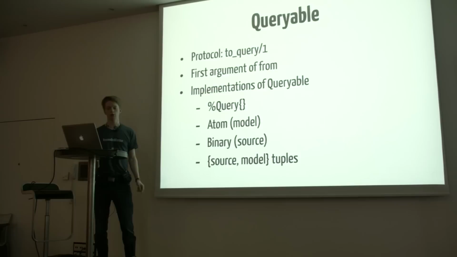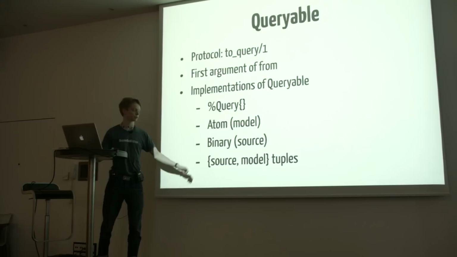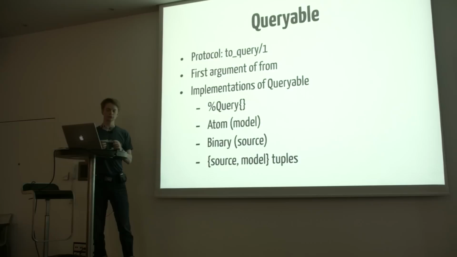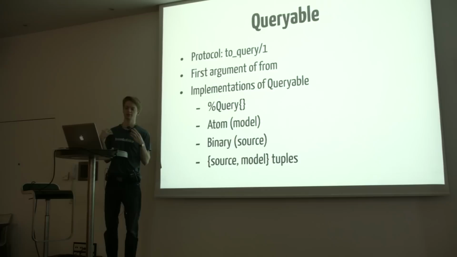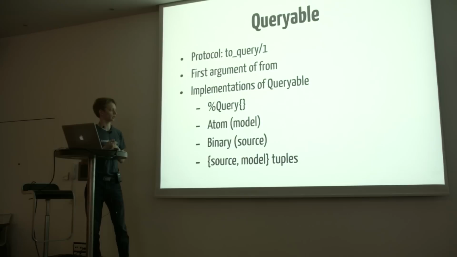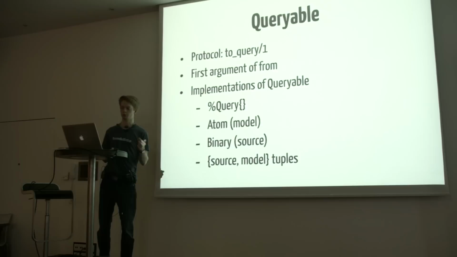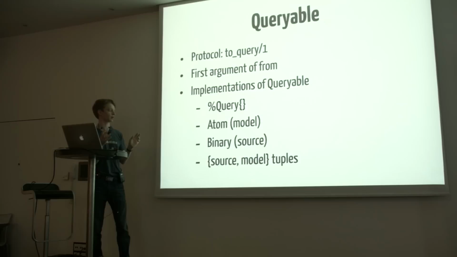You can also query on strings, which is of the binary type. And that's what we call a source in Ecto. So that's just a string, which for SQL databases would be a table name. So you can query directly on table names. So you can do dynamic queries that way. And it works just like querying on models, except you lose a few conveniences like type checking, which I'll talk about later. And we can't create a model struct, of course. We can't create that for the results.